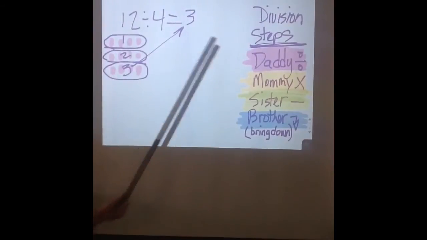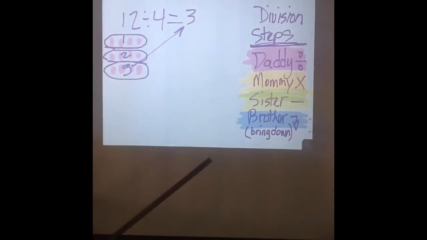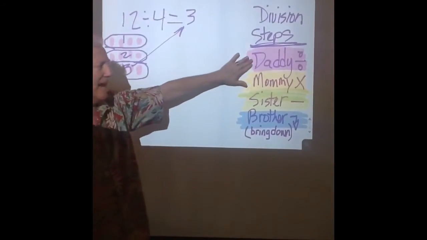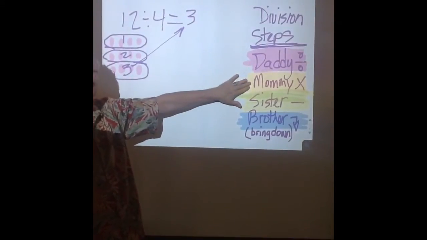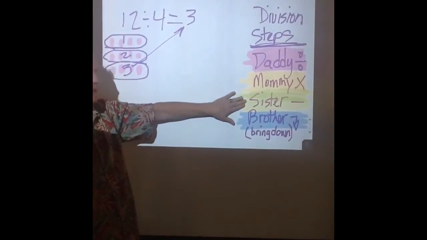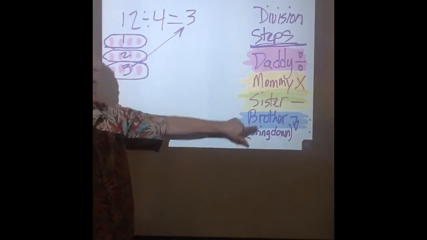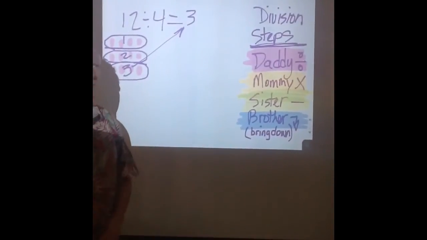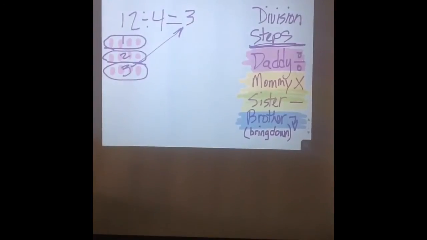Now if you notice over here, I have your division steps, okay? In your division steps, I want you to say Daddy divide is our first step. Then we have Mommy multiply for our second step. Then we have Sister subtract for our third step. And then Brother bring down is our 4th step. And I'm going to go over that with you. So let's write that out in a little different form.